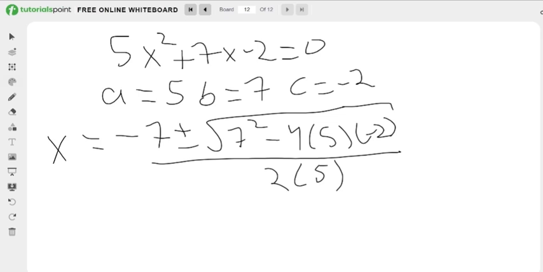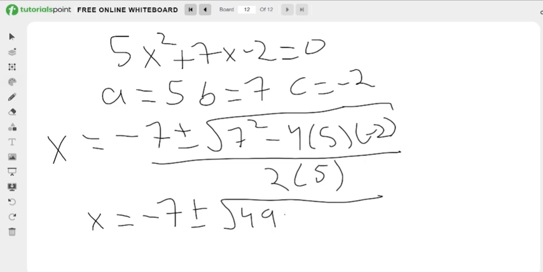Now let's simplify this further. So we get x is equal to, it's still negative 7, plus or minus the square root of 49, because 7 squared is 49. And like I said, the 4ac, let's multiply that out separately and then add the negative sign later. So 4 times 5 is 20, and 20 times negative 2 is negative 40. So again, we got a negative value. So we already have a negative sign outside, so it would just be 49 plus 40. This would all be over 2a, which is 2 times 5, and that's 10.